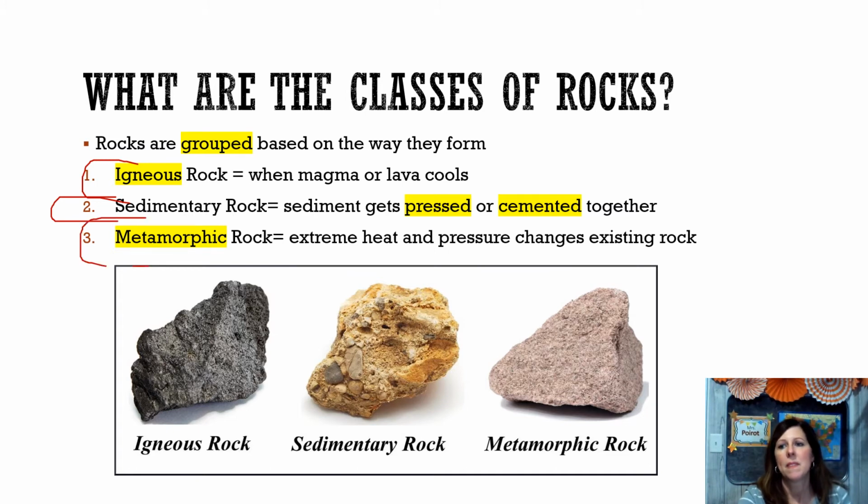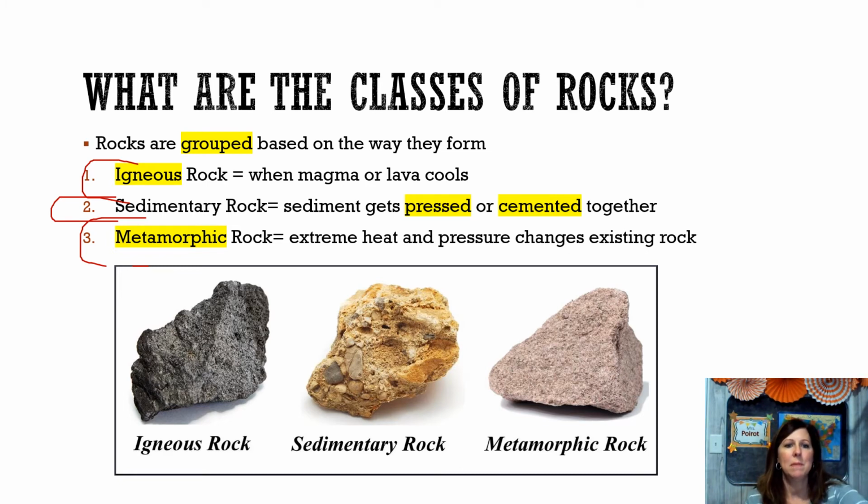Metamorphic rock forms when pressure, temperature, or chemical processes change an existing rock. So each class can be further divided based on the differences in the way rocks form. For example, some igneous rocks form when lava cools on Earth's surface, and others form when magma cools deep below Earth's surface. So therefore, igneous rock can be classified based on how and where it forms.